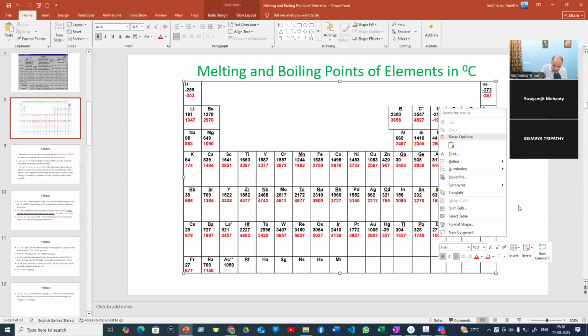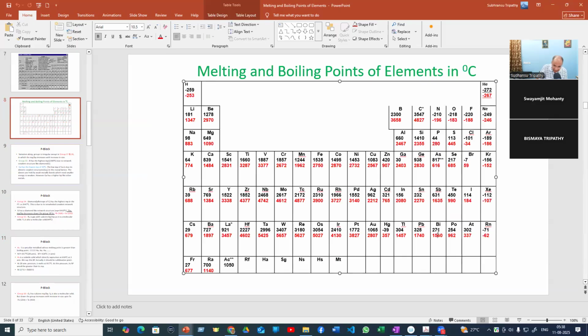Again, bismuth is less than antimony. In the oxygen family, also it is a gas, minus 218, then increase, increase, increase. So the oxygen family and halogens, they are cool. No. Polonium is less than tellurium. Bismuth is less than antimony. But in the halogen family and noble gases, cool.